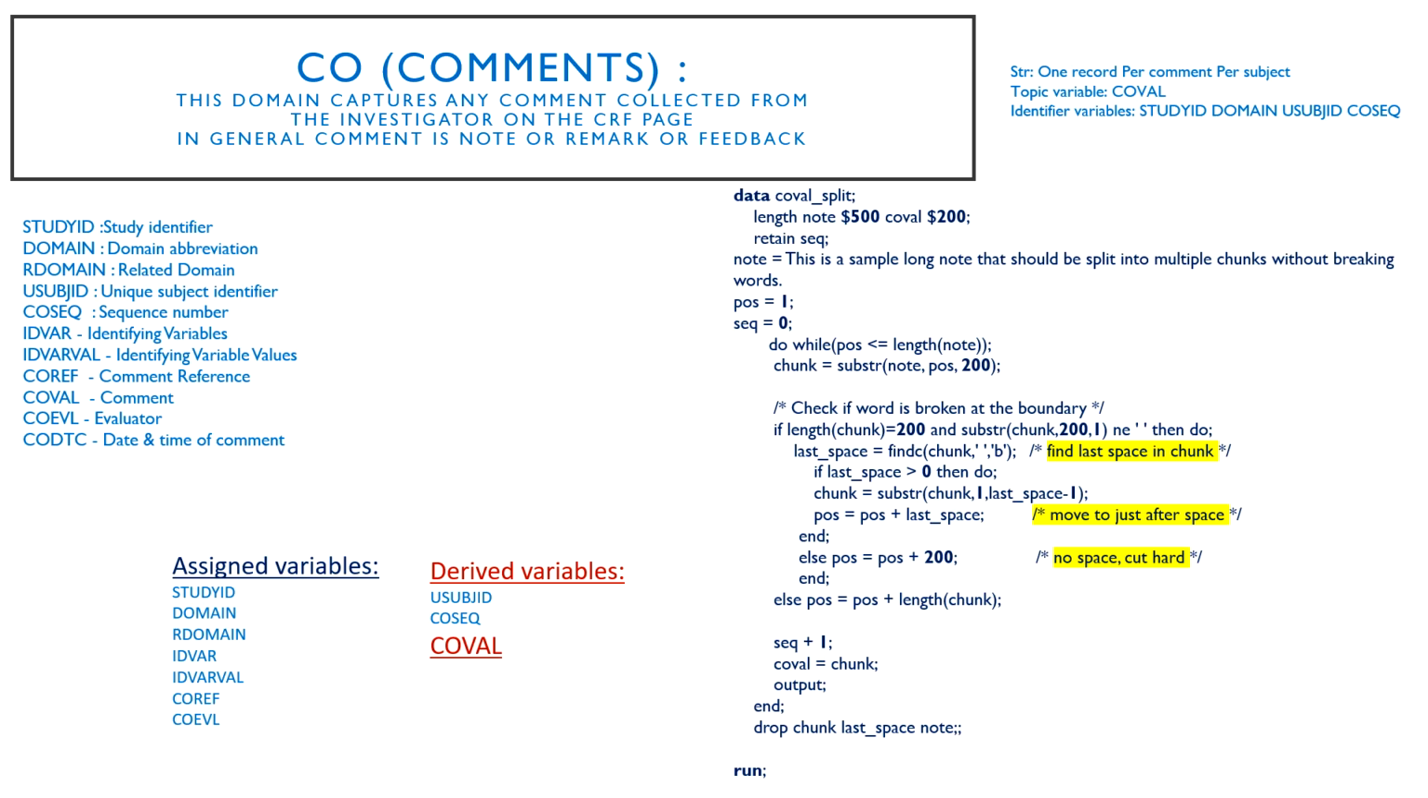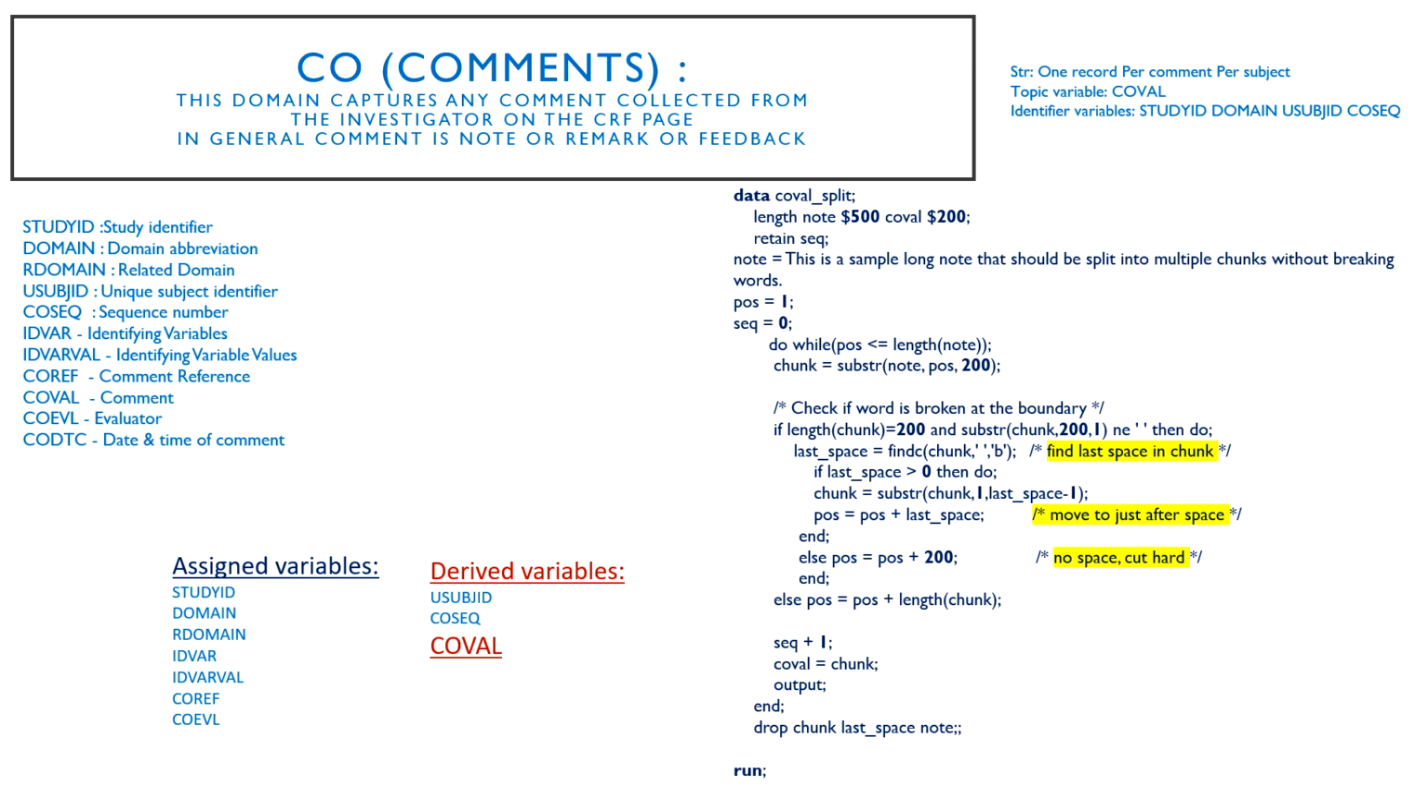The topic variable will be coval. Identifier variables: study ID, domain, unique subject ID, sequence number. So in the comment domain, variables will be study ID, domain, related domain, unique subject ID, sequence number, ID var value, comment reference, comment value, evaluator, and collection date and time of comment. The derived variables will be unique subject ID, sequence number and coval. Most probably coval will be very important in the comment domain.